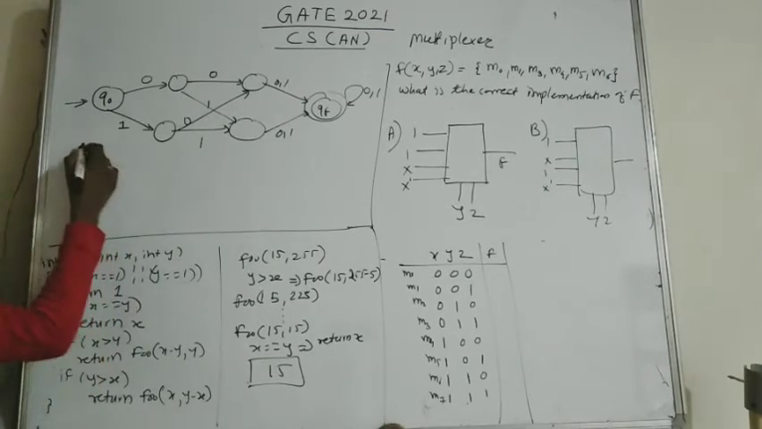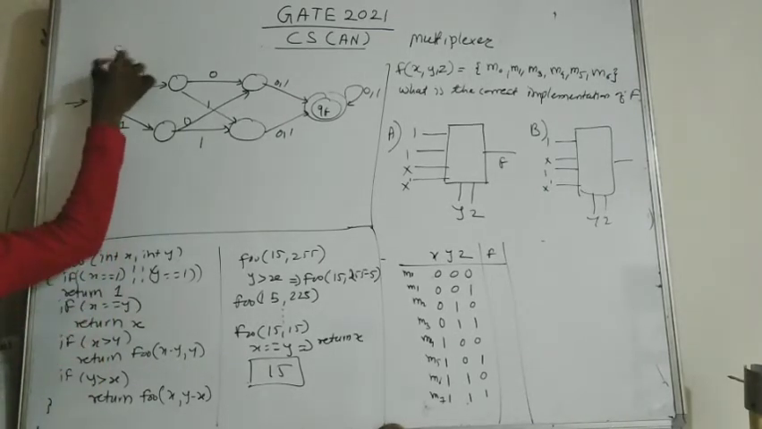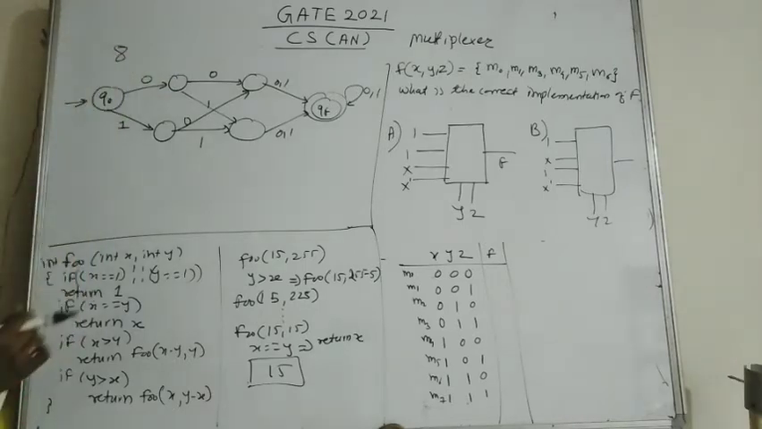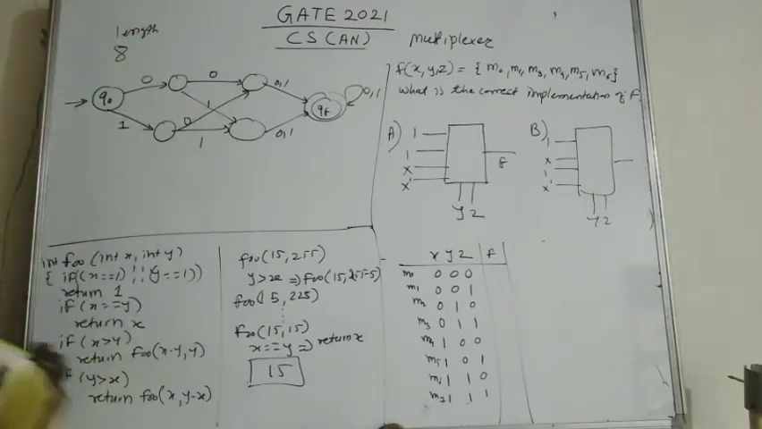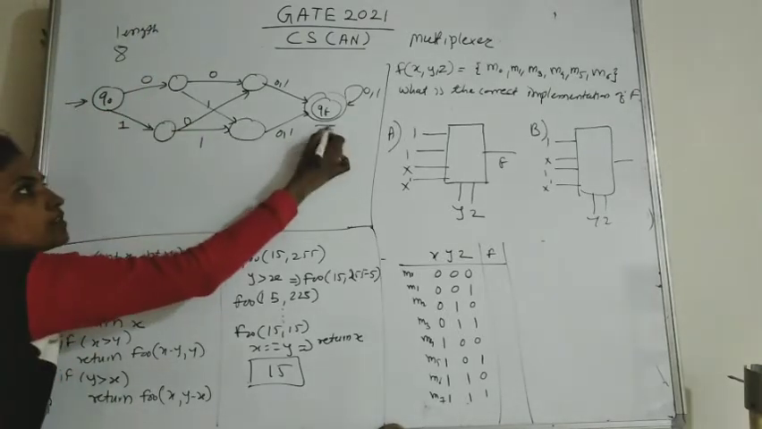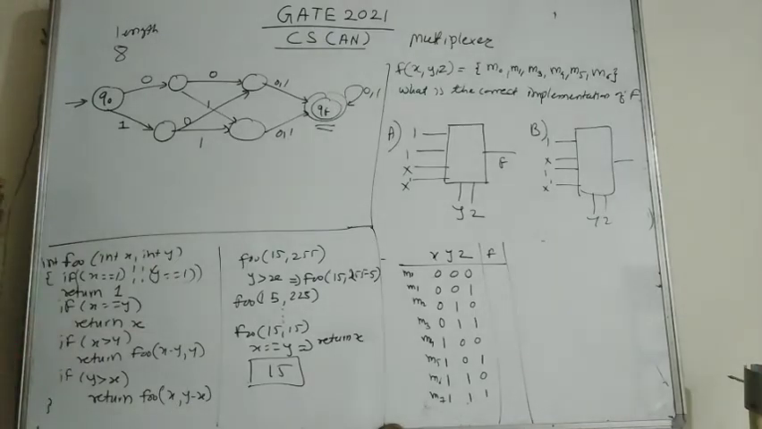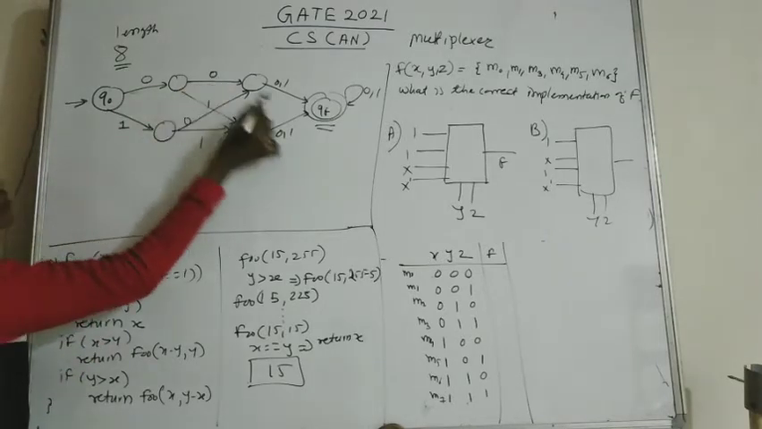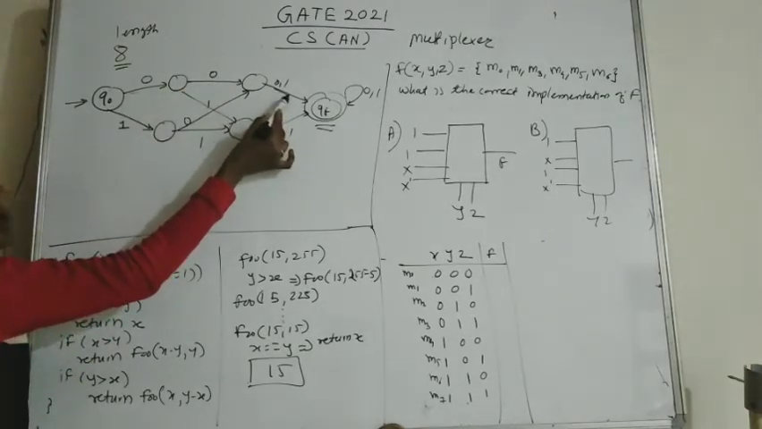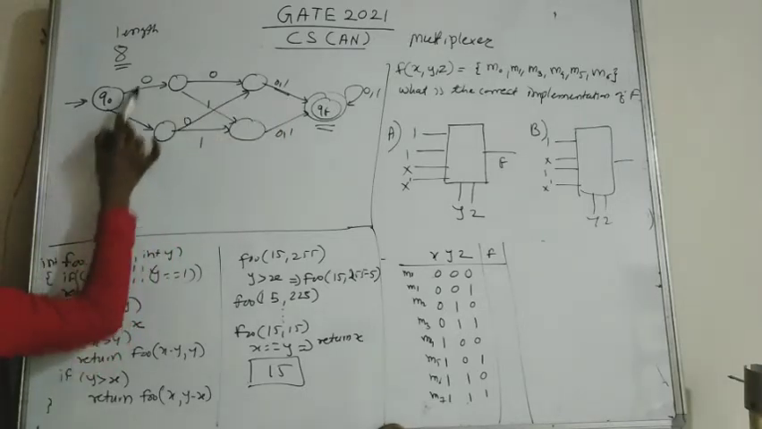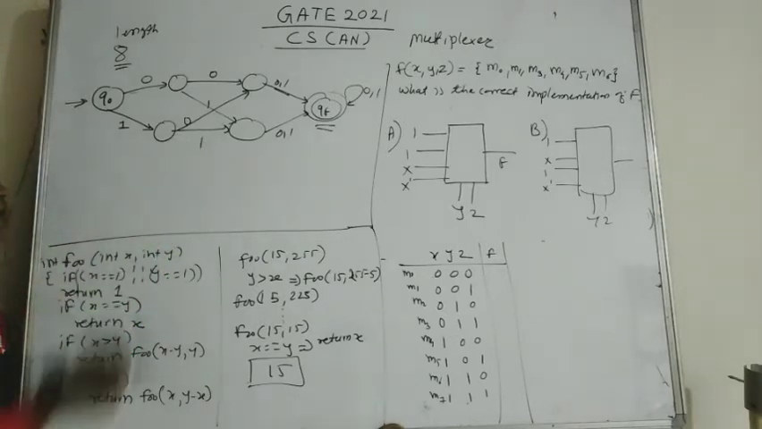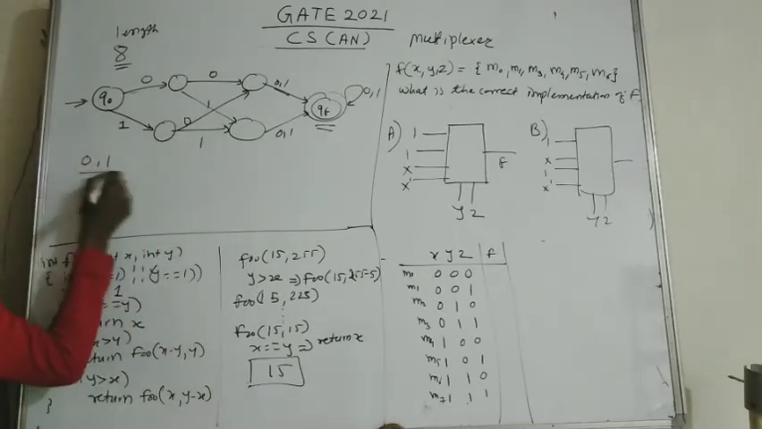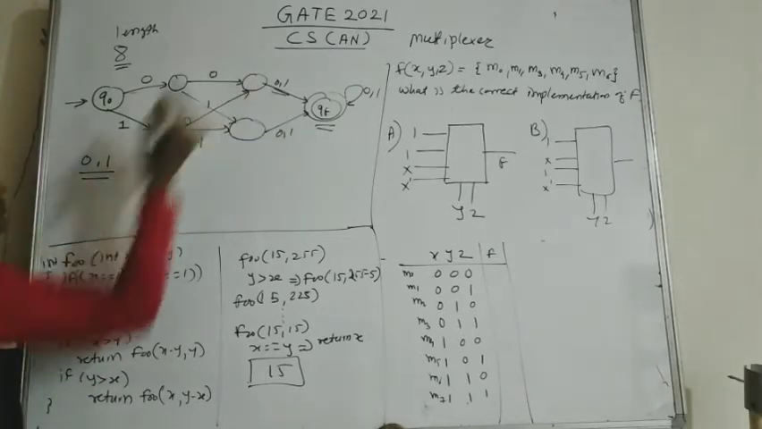Now this next question is of TOC. So you have to calculate the number of strings of length 8. So this is the initial state and the final state is QF. So we have to calculate for the length of 8. So 0, 0. Then we have two combinations, 0, 1. Like this you are having 0, 1, 1, 0, 1, 1. So here we are getting all the combinations of 0 and 1 of length 3.